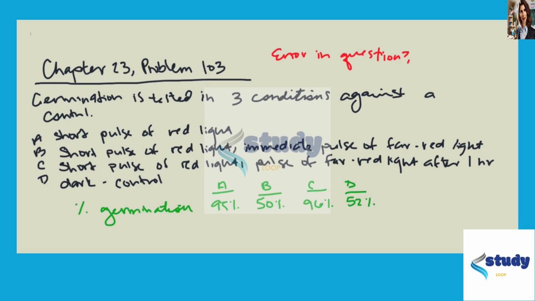Problem 103 asks what the effect of light is on germination if during an experiment it's tested completely in the dark with very controlled applications of red and far red light. So it's possible there is an error in writing this question.